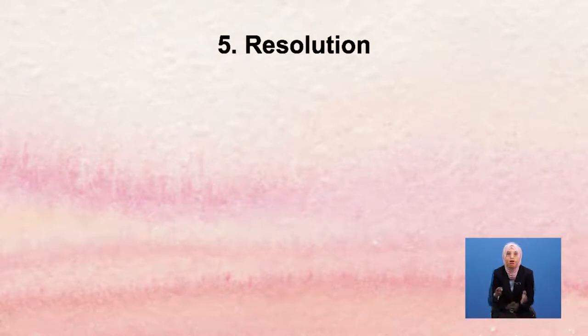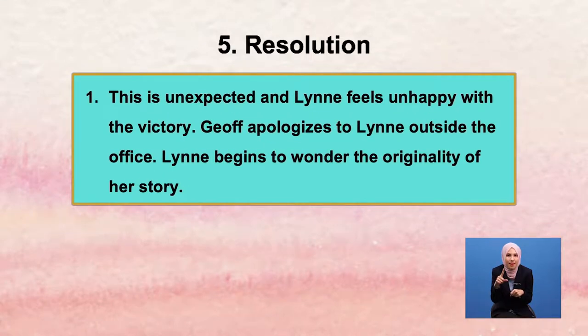The resolution is the stage where the conflict is discussed again, but it leads to the ending of the story. Hence, the conflict for the story subsides when Lin feels unhappy with the victory. Job apologizes to Lin outside the office, and Lin begins to wonder about the originality of her own story. The ending tells us that Lin gets what she wants, yet she does not feel good about it. In fact, she starts to doubt her own story.